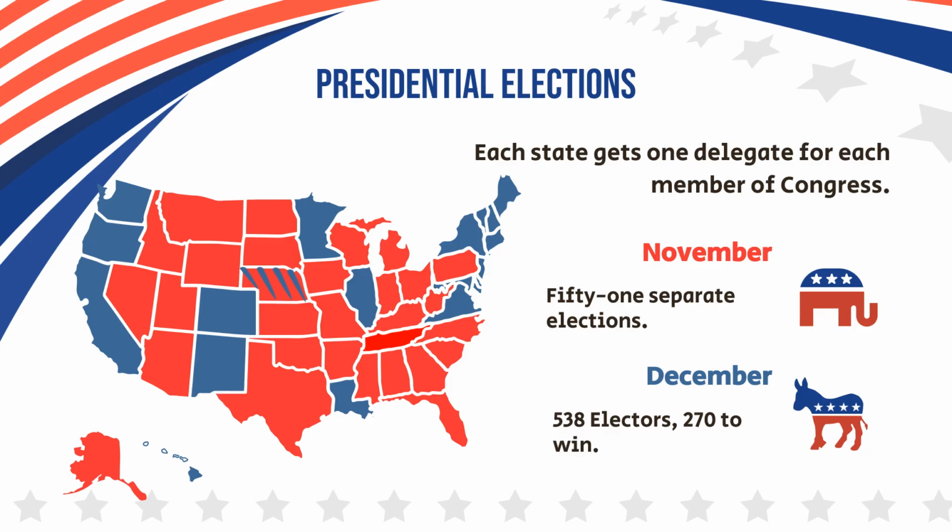So for example, the state of Oklahoma has a population of about 4.5 million people. That means that it gets exactly 5 representatives in the United States House. And so it gets 5 electors for its House delegation, plus 2 more for its Senate delegation, giving the state of Oklahoma a total of 7 electors.